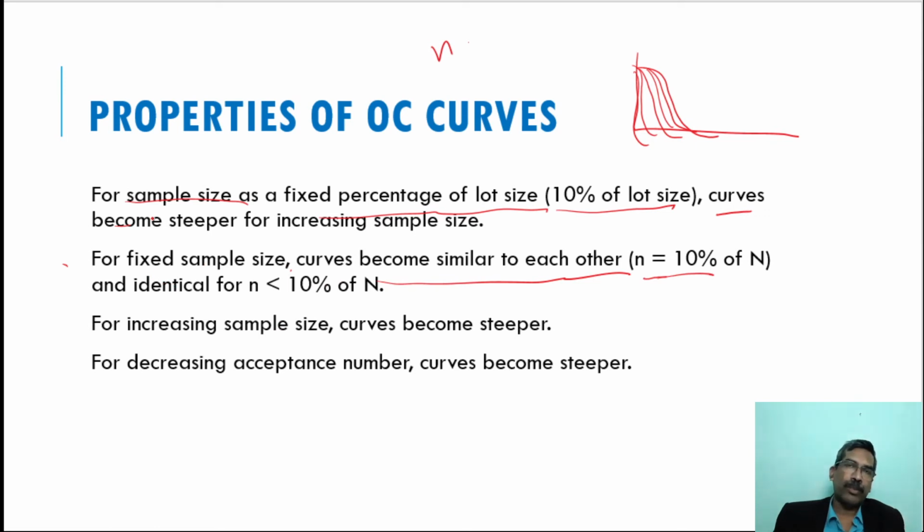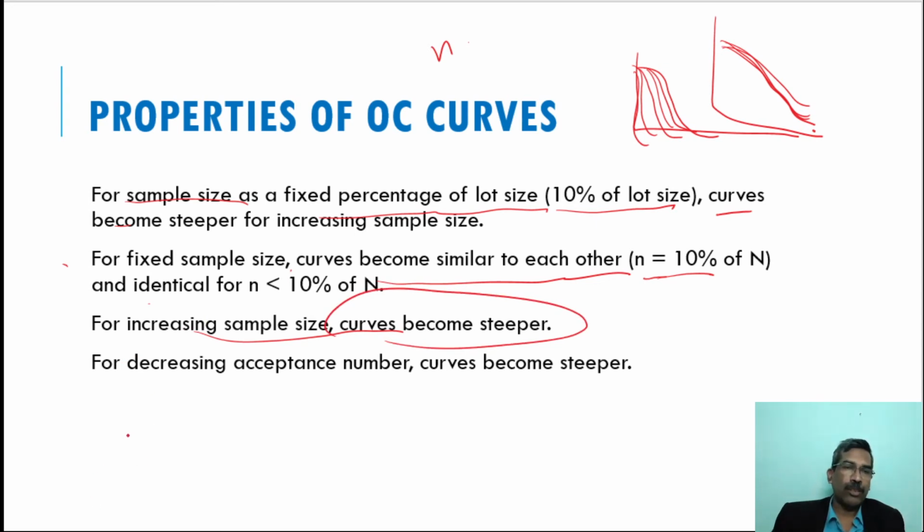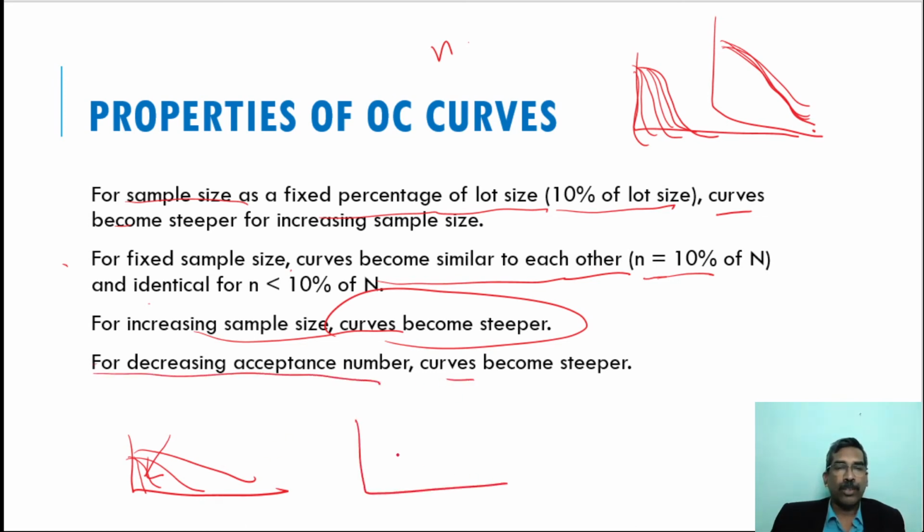That means the sample size is 10% of the lot size, and for identical values of n, the curves will be very similar to each other, very close to each other. Now for increasing sample size, the curve becomes steeper. The sample size will increase in this direction. Now for decreasing acceptance number, the curve becomes steeper. If the acceptance number decreases, then again it will be steeper. So these are the properties of the OC curve.